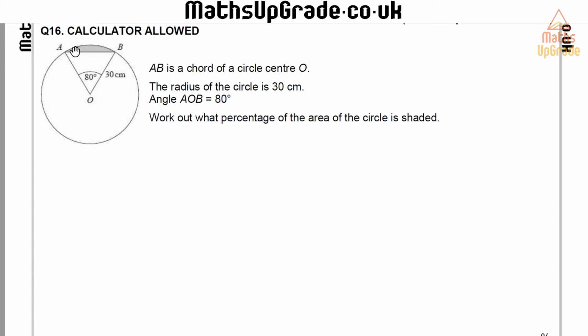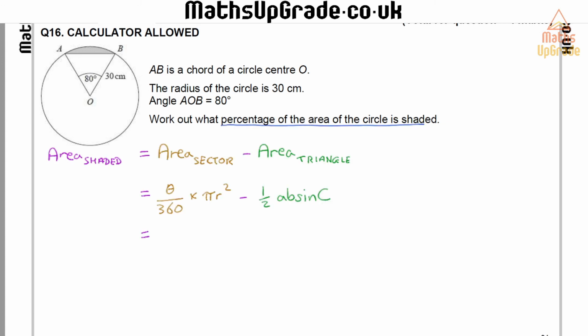Then I'm going to find the area of this triangle. I'm going to subtract them through to get the area of the shaded part. And then I'm going to write that as a percentage of the whole area of the circle and then turn it into a percentage. So let's find the area of the shaded region. To find the area of the shaded region, I'm going to find the area of the whole sector here and subtract the area of the triangle.